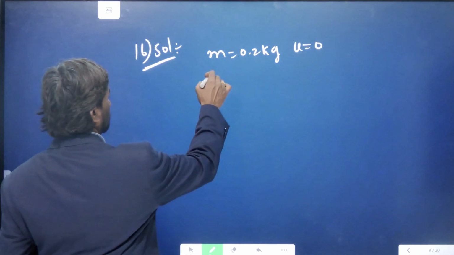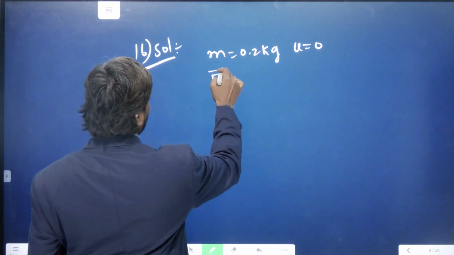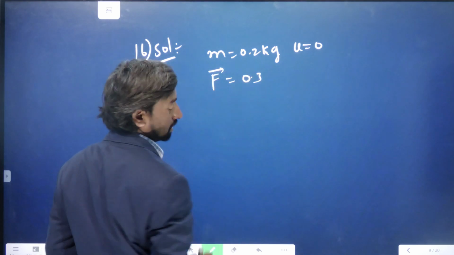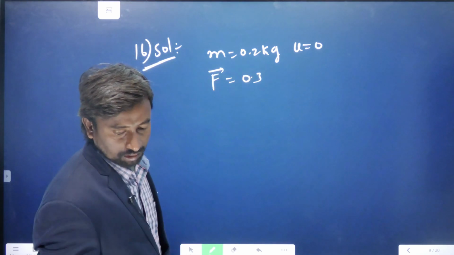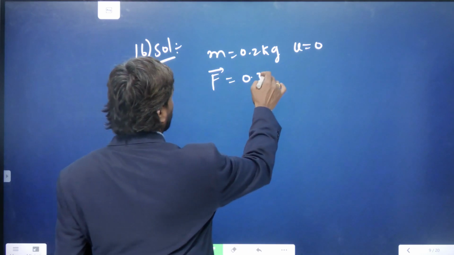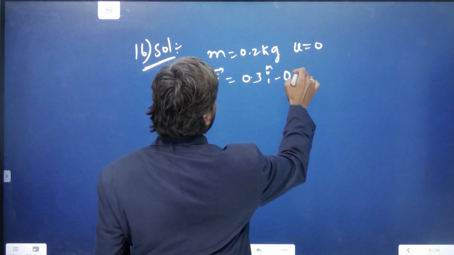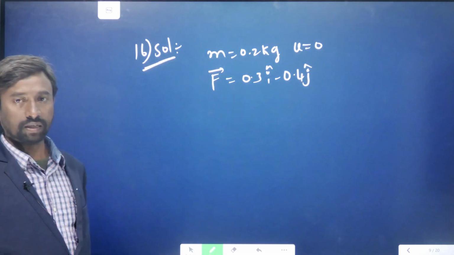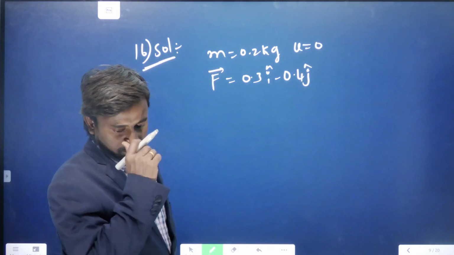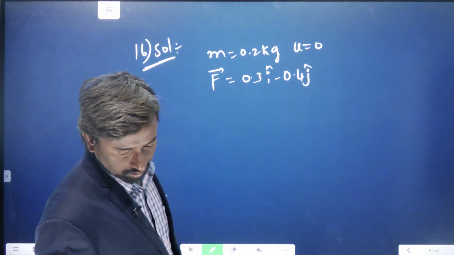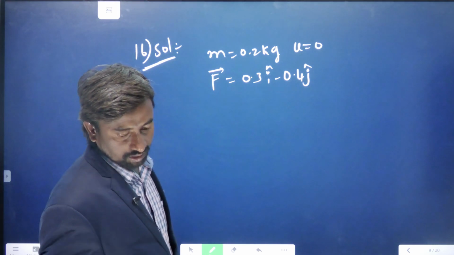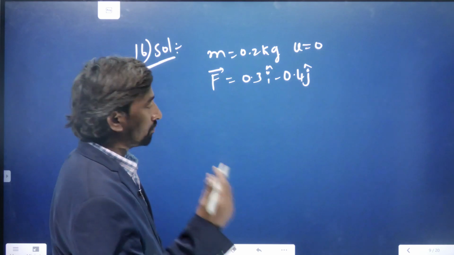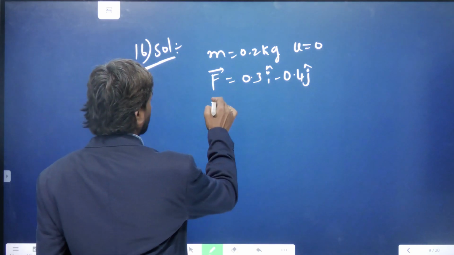So a force is applied there. That force equation is given here in vector notation: 0.3 i cap minus 0.4 j cap. So the force vector is given. Then what are they asking? Its velocity. What is its velocity vector after 6 seconds? So they are asking for the velocity vector.